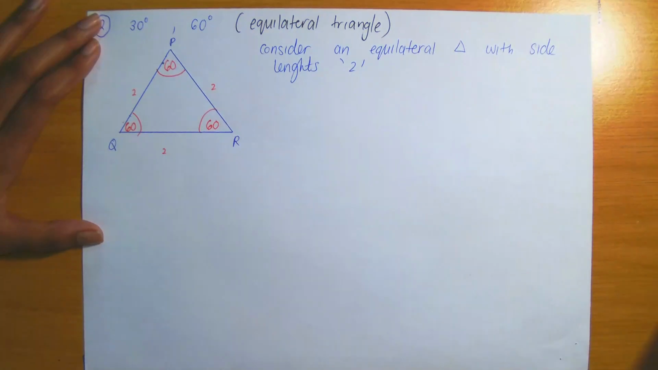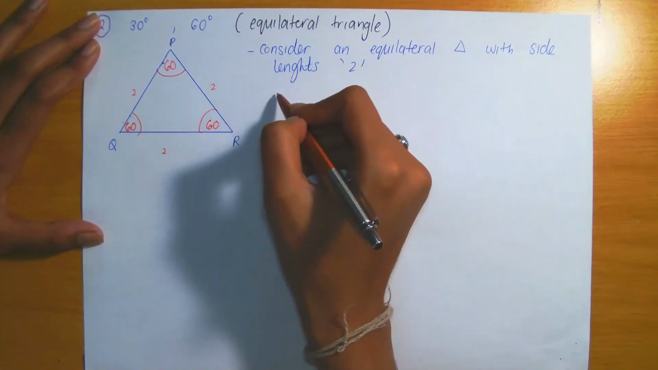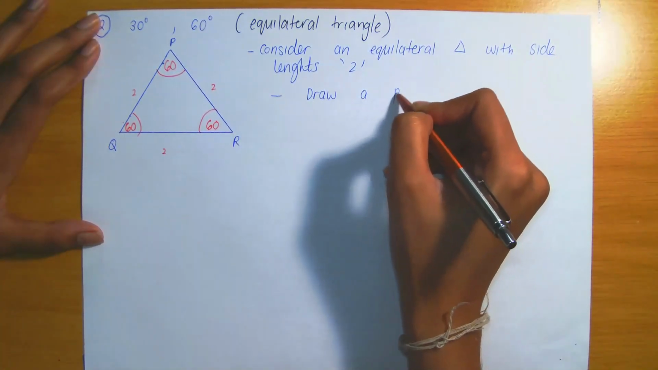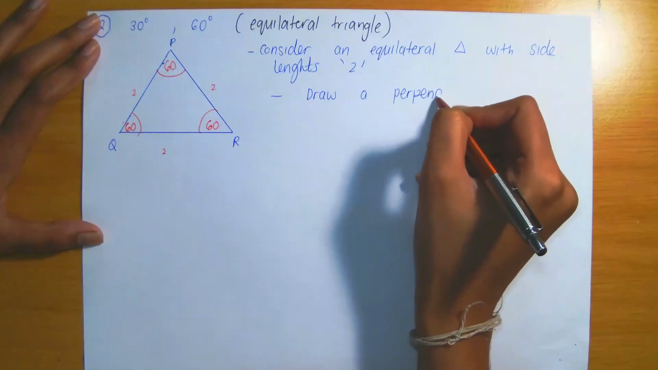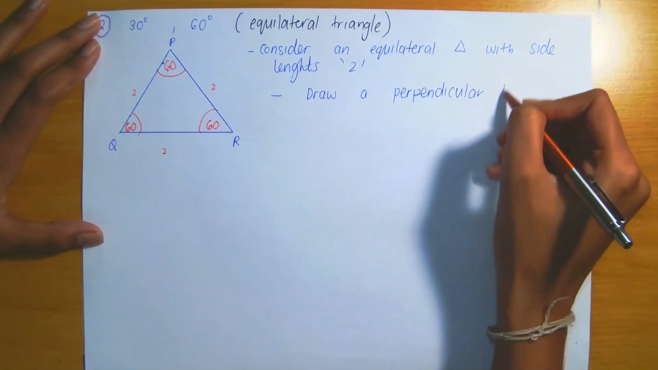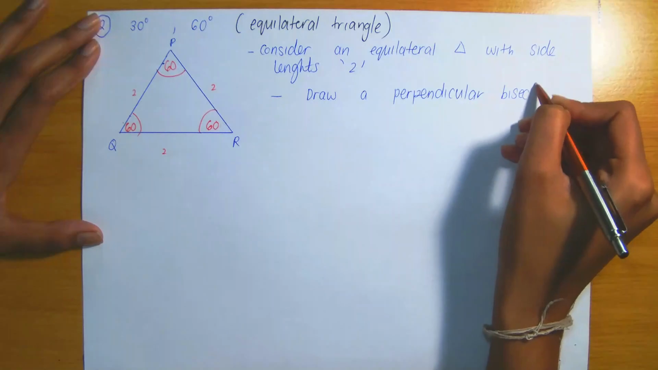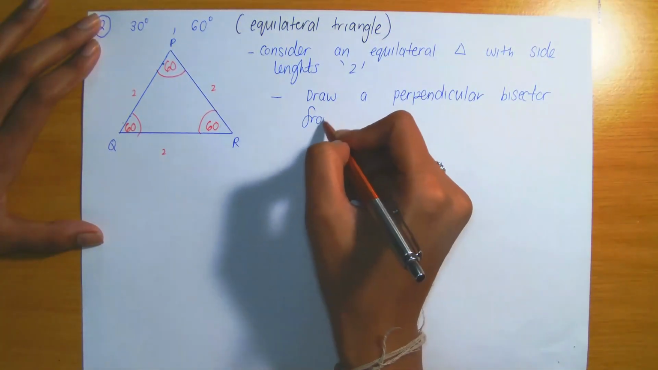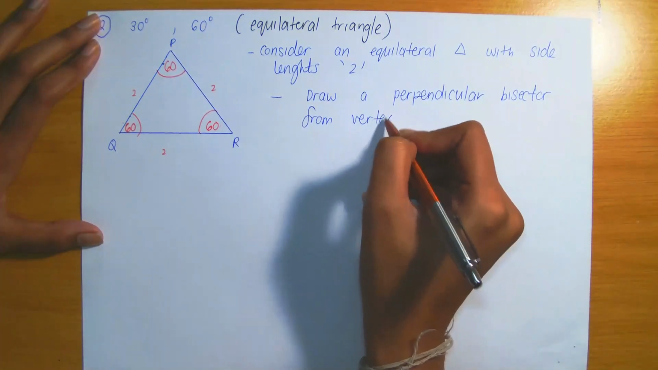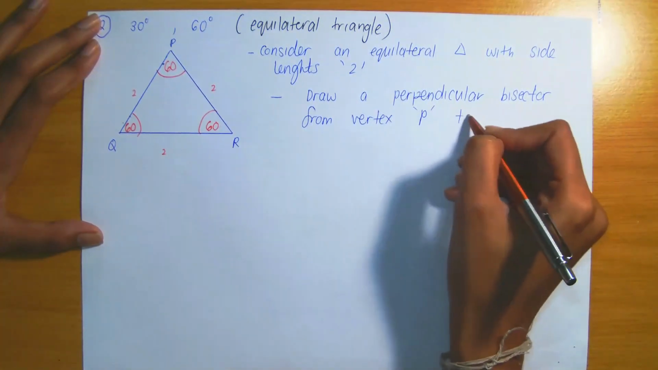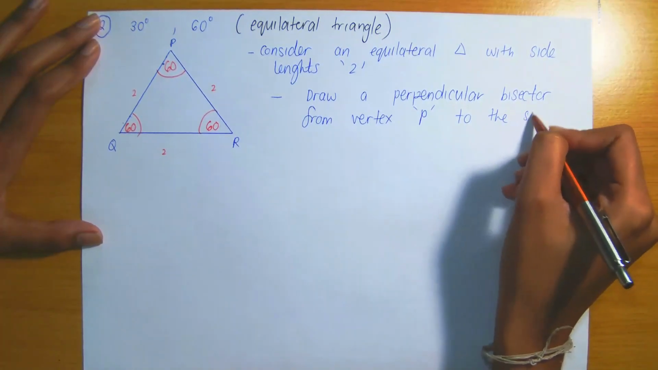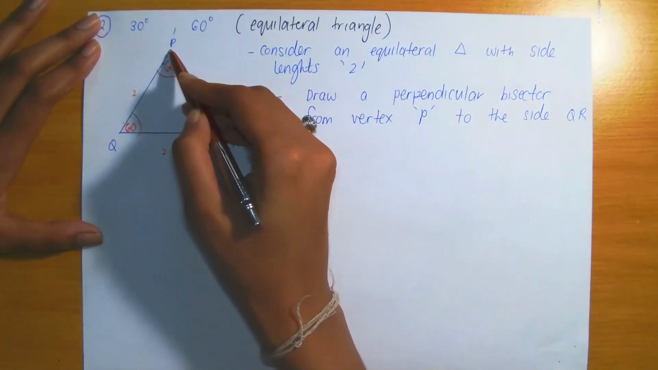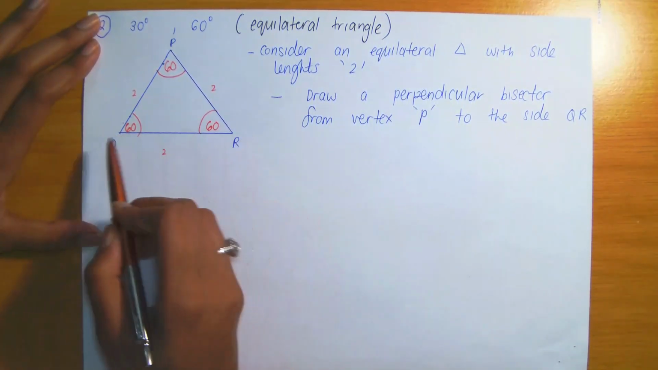Now we're going to go a step further and draw a perpendicular bisector. I will explain shortly what this is. So we're going to draw a perpendicular bisector from vertex P to the side QR. So here is vertex P and here is the side QR.